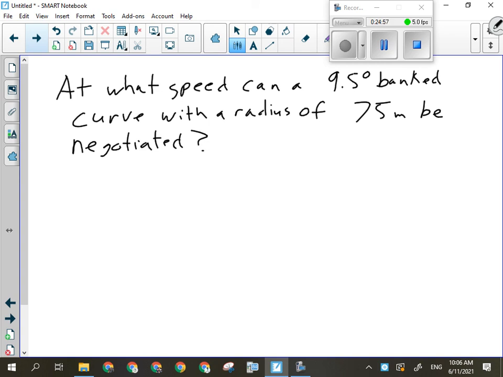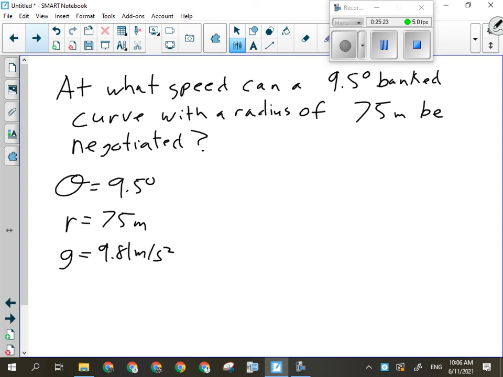Okay, so at what speed can a 9.5 degree banked curve with a radius of 75 meters be negotiated? All right, so our givens here are theta, 9.5 degrees. Radius, 75 meters. As far as we know, bank curves are only present on Earth, so we would also know g.